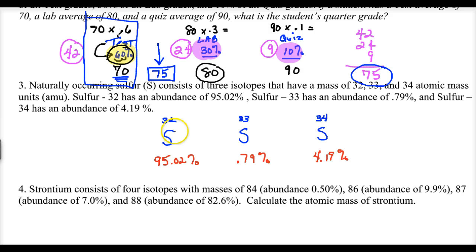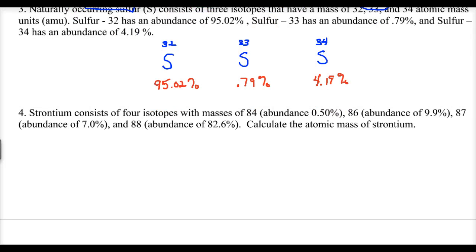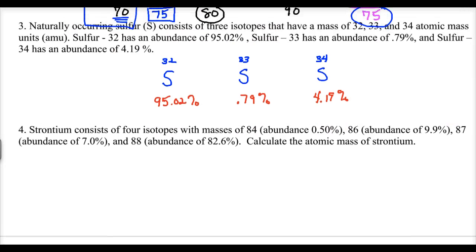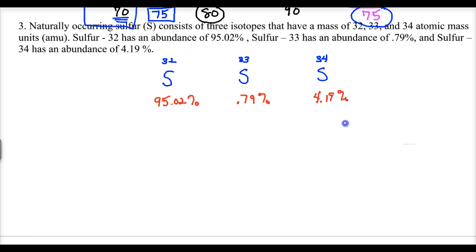But let's go through the math, okay? I'm going to white out some things below to make this clearer, hopefully. All right, give myself some space. All right, so let's do this. Now, how do we do this? How do we do a weighted average?